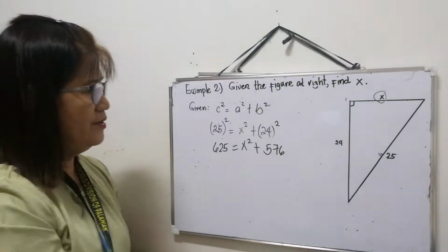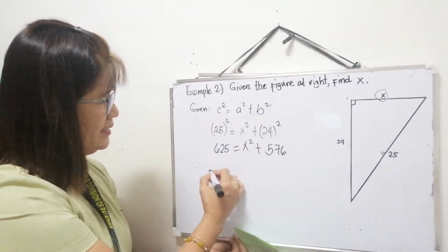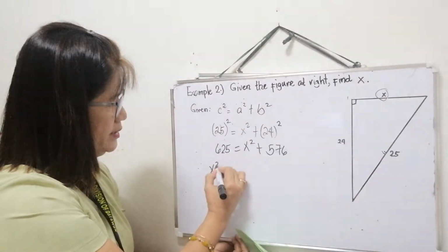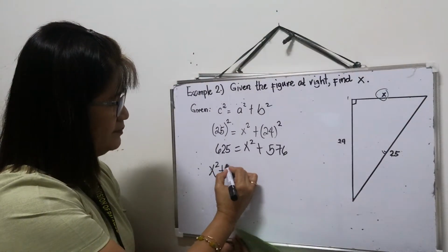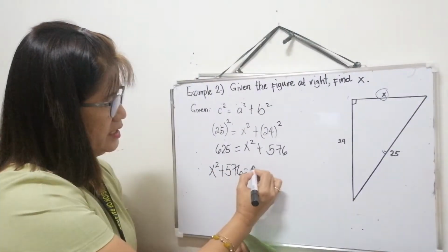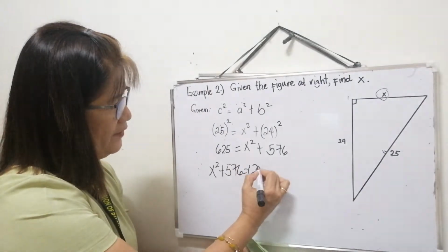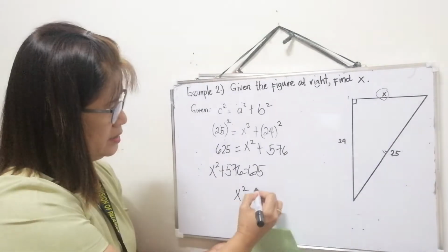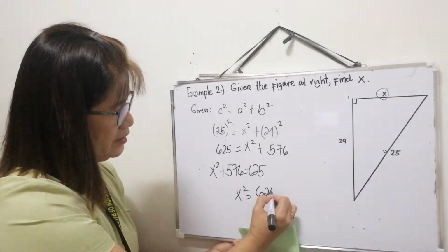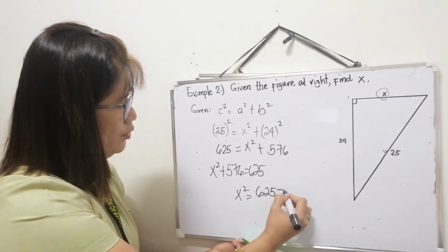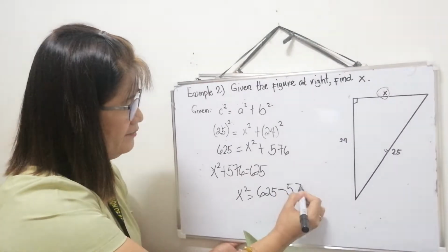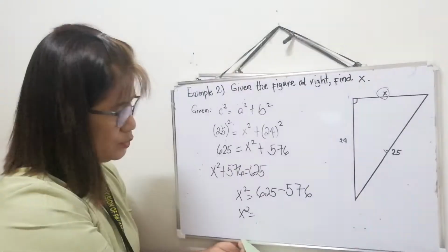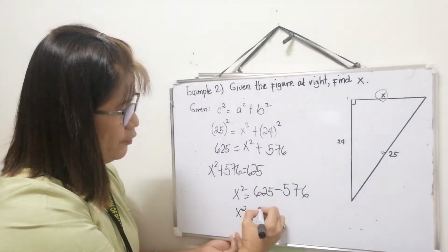576. Okay? To find X, pwede nating i-transfer yan dito. So, X squared plus 576 is equal to 625. Then, to find X squared, you're going to bring down 625 minus 576. X squared is equal to 49.